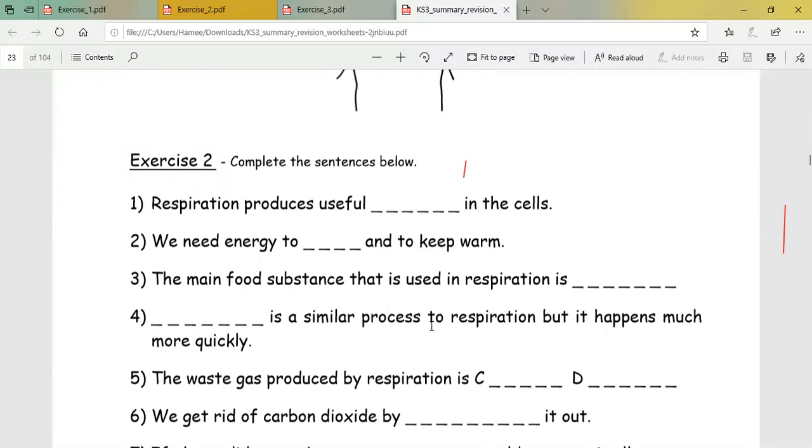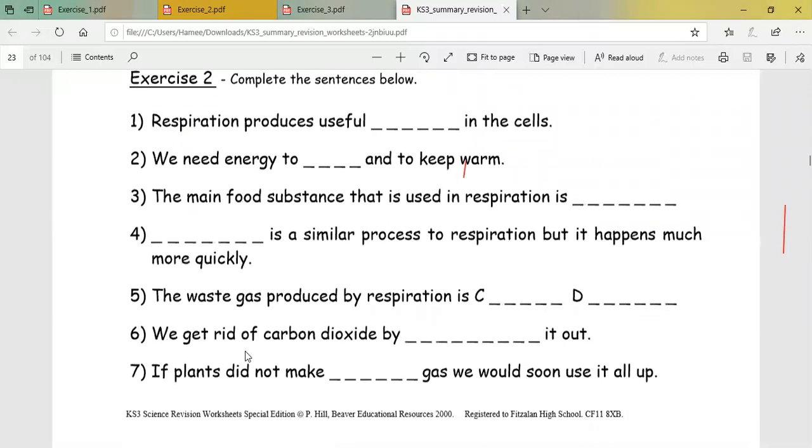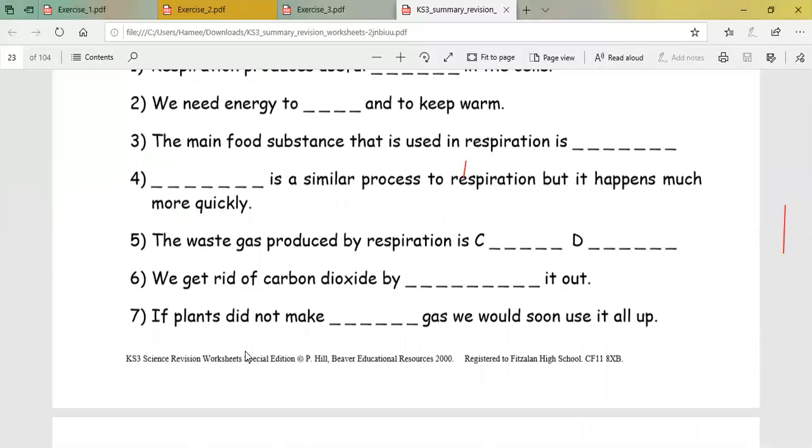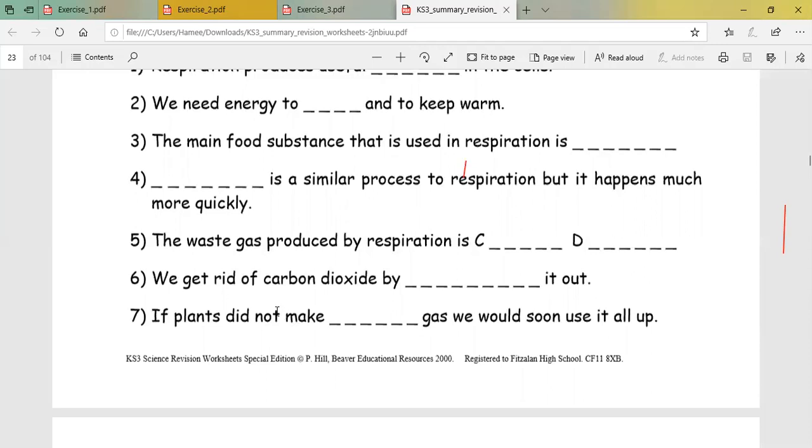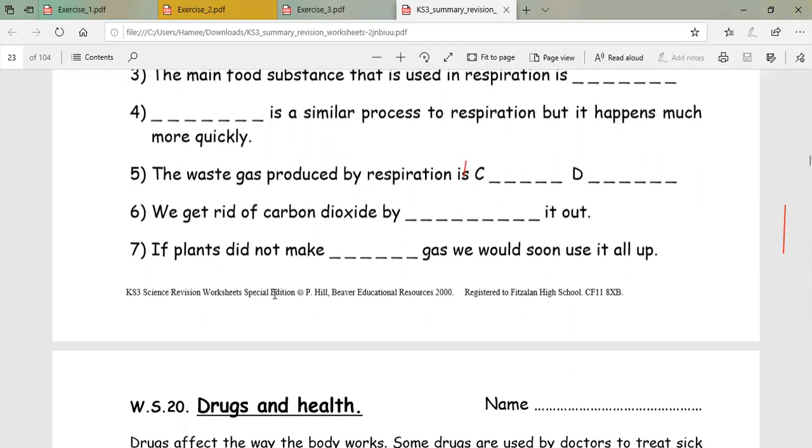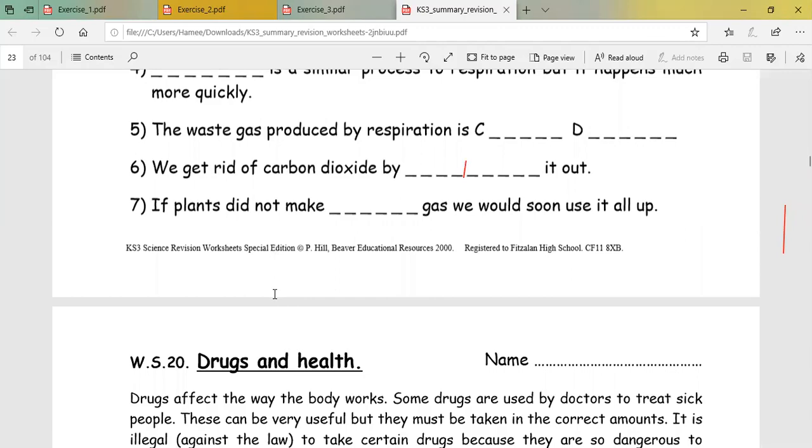That is a similar process to respiration, but it happens more quickly. I think that should be combustion. The waste gas produced by respiration is carbon dioxide. We get rid of carbon dioxide by breathing it out, by exhaling it. If plants did not make oxygen gas, we would soon use it all up.